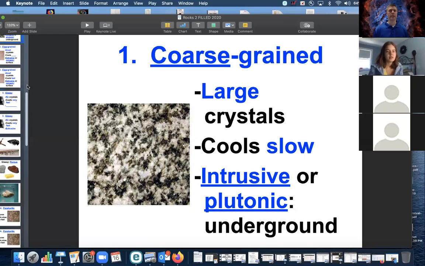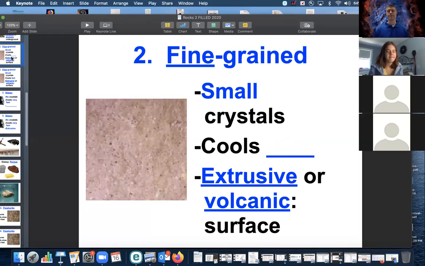The next texture is fine grained. So if you're using the arm's length test, you're not going to be able to see different minerals. You're not going to be able to see different crystals really.